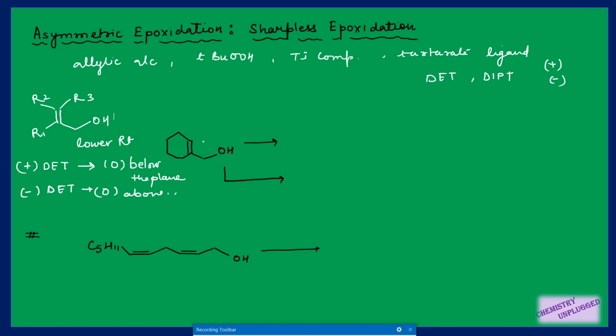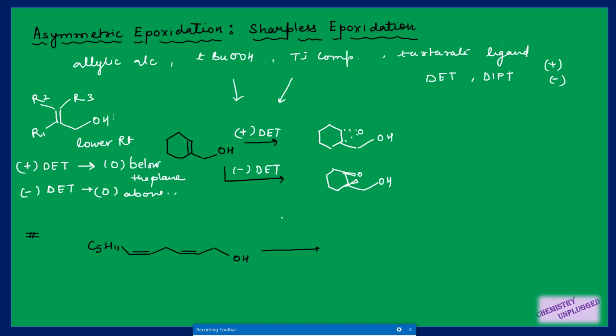For example, in this particular case, other reagents should be there, that is your tertiary butyl hydroperoxide, titanium complex and this. So I am just writing only plus and minus DET, right? All conditions should be there. I am not writing them again and again. So you can have two conditions here. So with plus DET, what you will get? Below the plane attachment of oxygen, and with minus DET, oxygen will attach above the plane, right?